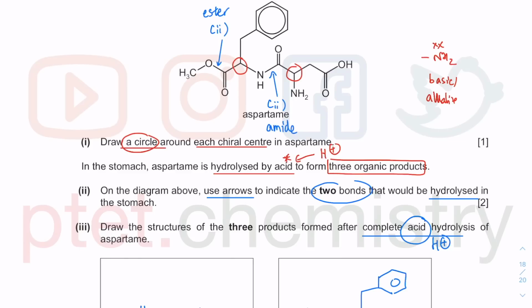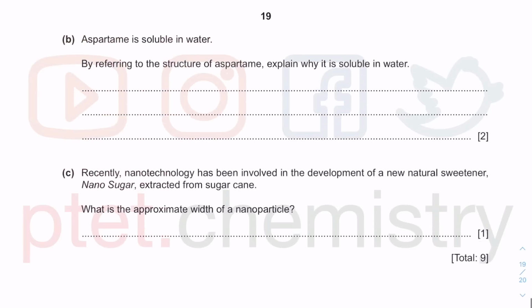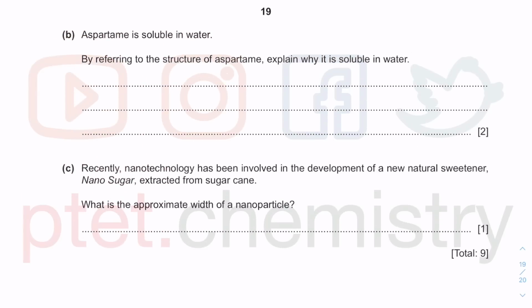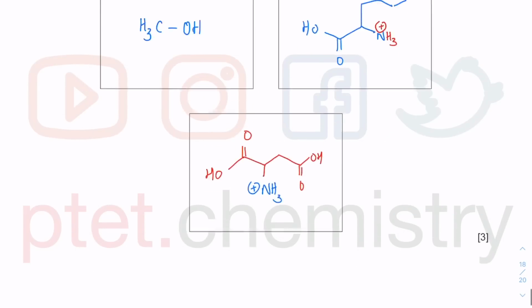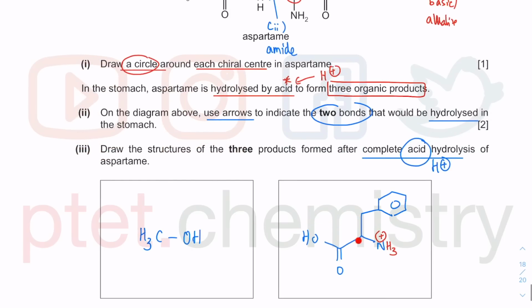This next question, by referring to the structure of aspartame, so you have to talk about the structure, explain why it is soluble in water. Solubility in water could be due to ion dipole bond. That is usually the origin of the solubility of ionic compound. But then what you have here is a molecule. So typically we could also be thinking about hydrogen bond. This is the main focus here, not the ion dipole bond, because aspartame are not these products here.